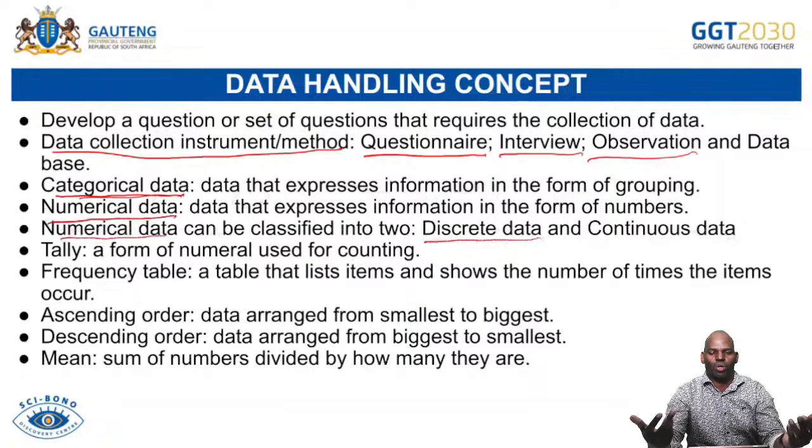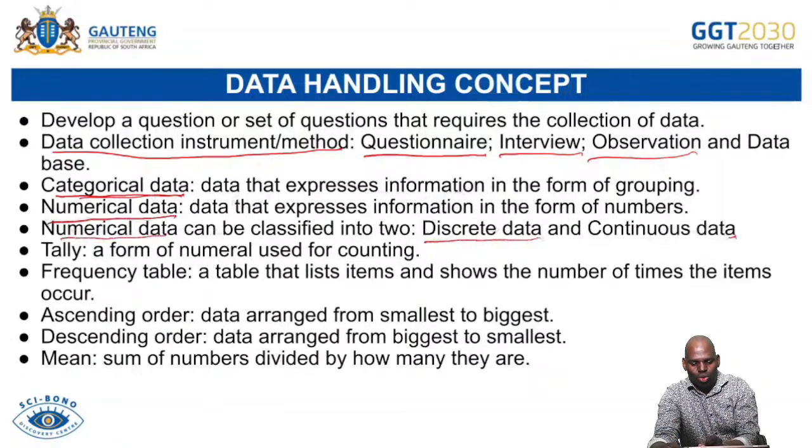Now, obviously, when you count, you'll never get a decimal number, but you cannot say it's data that is in the form of whole numbers. That will be incorrect. And then, of course, continuous data.